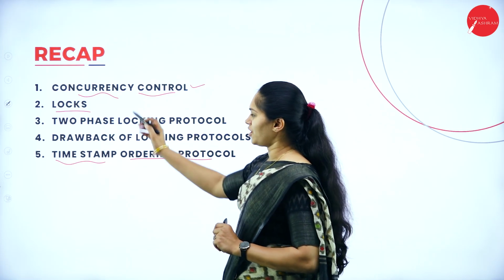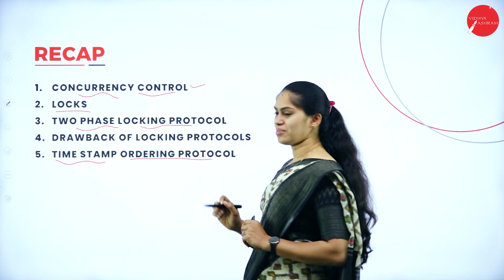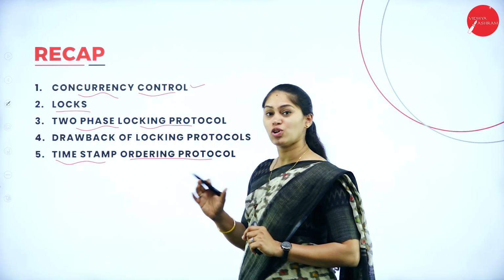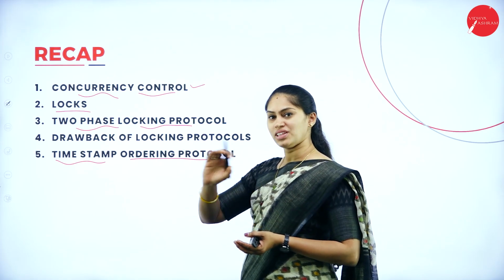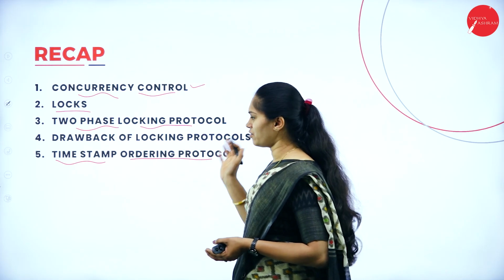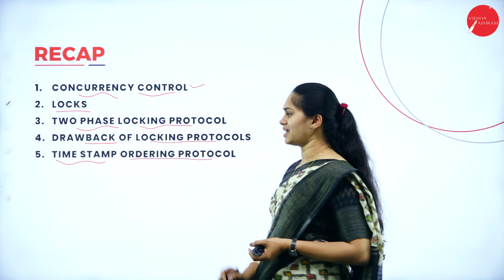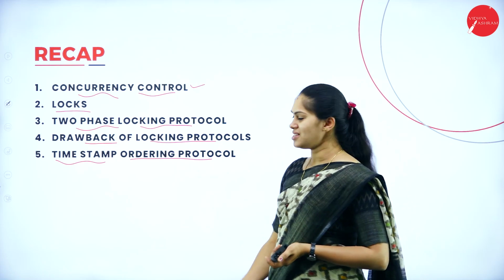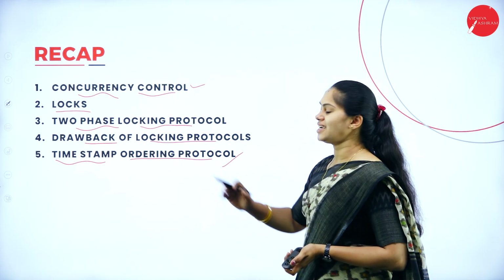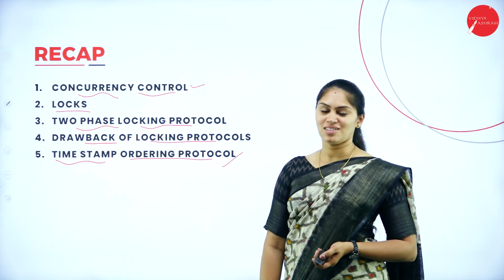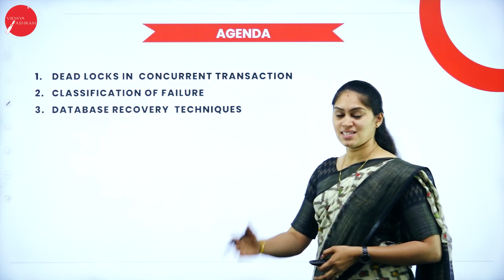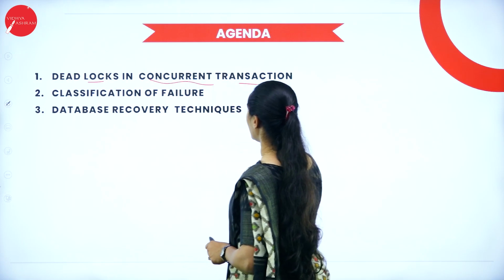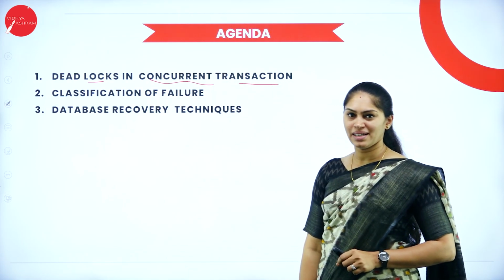In locking, we learned about the two-phase locking protocol. One is the growing phase and another is the shrinking phase. First we go with the growing phase, then the shrinking phase. We also discussed the drawbacks or disadvantages of locking protocols, and we learned about the timestamp ordering protocol. So in today's session, how this deadlock will happen, that is, deadlocks in concurrent execution, is what I will be discussing.